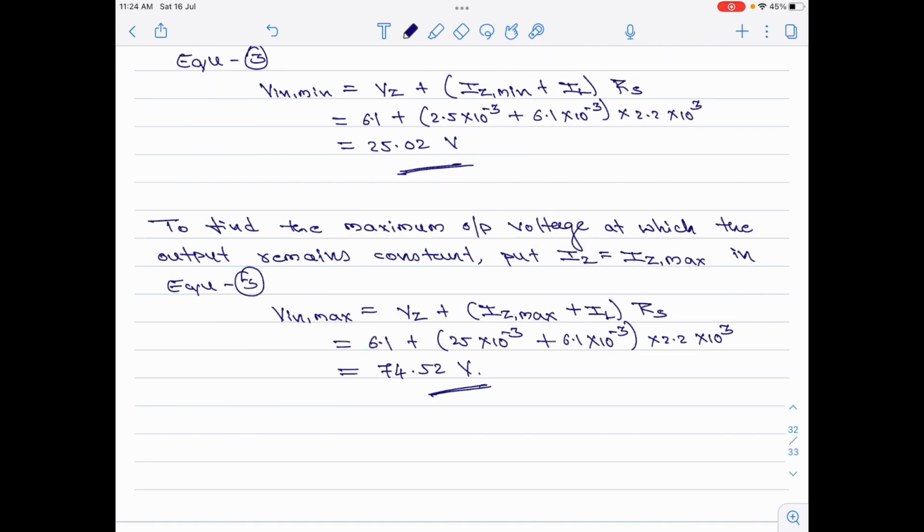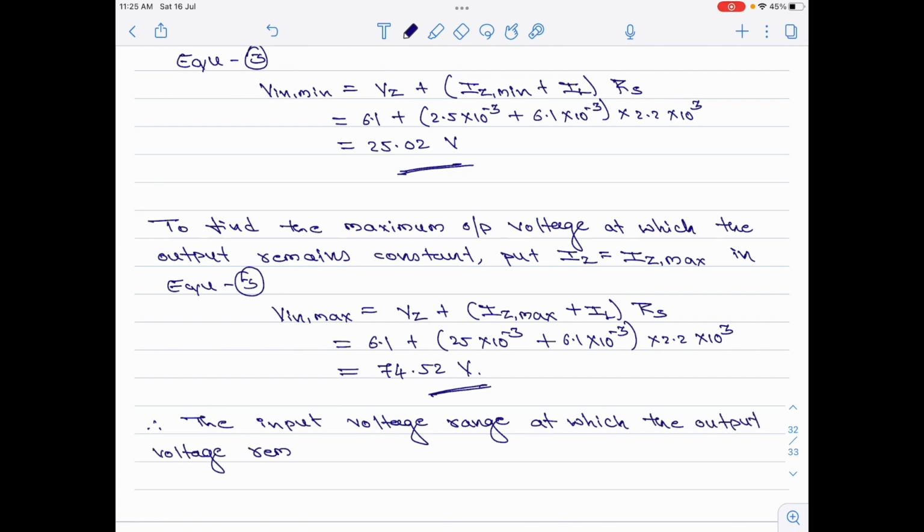So lastly, we can now conclude that the input voltage range at which the output voltage remains constant is 25.02 volt to 74.52 volt. That is the answer for this numerical.